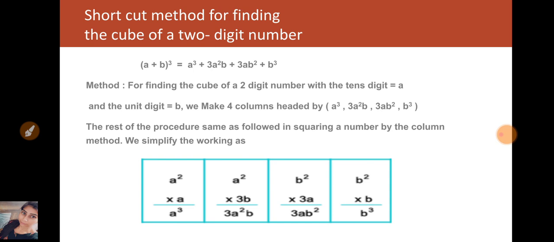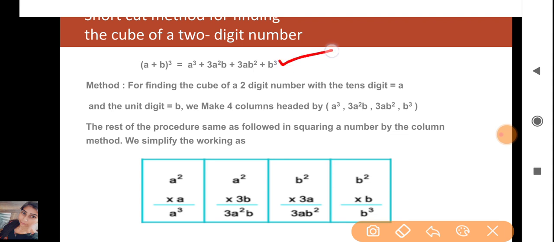Now one more thing you should remember, this is the formula that we are going to use here. For (a plus b) the whole cube, there is one more formula, (a minus b) the whole cube, but that formula is not applicable when you're finding the shortcut method. So only this is the formula that you're going to use, and I'll tell you how to use it. Let's see.